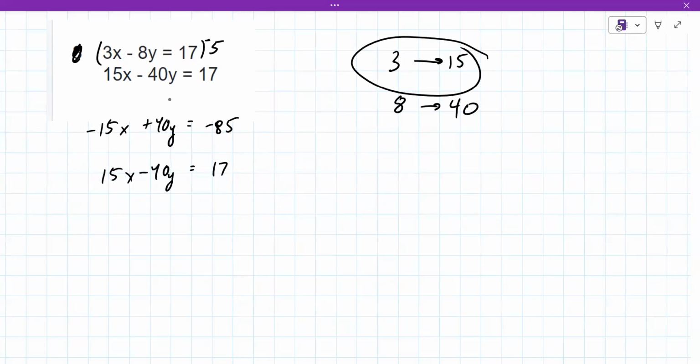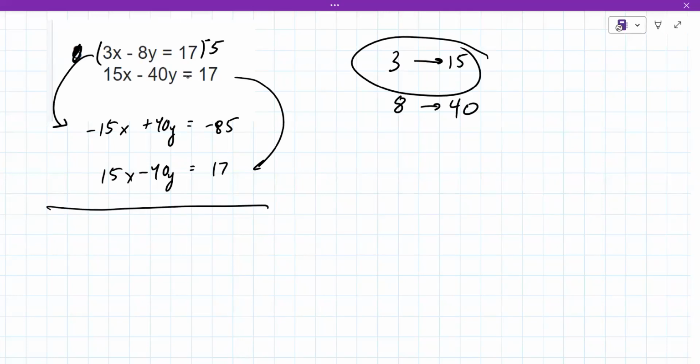This becomes -15x plus 40y equals -85. And then I'm just rewriting the second equation down below here. It's good to rewrite them, kind of reframe the problem, be like, okay, this is where I'm at. This is what I'm working on. Now I want you to add these up vertically and tell me what the result is, please.